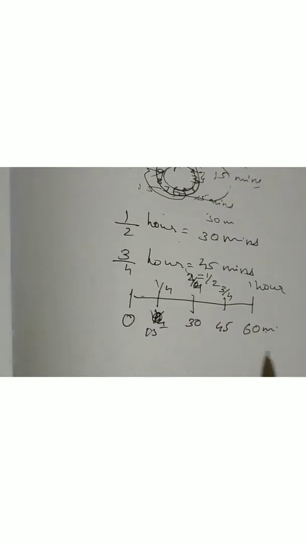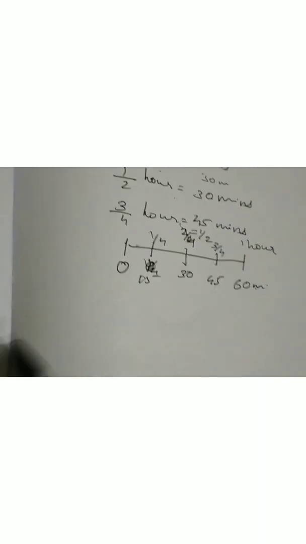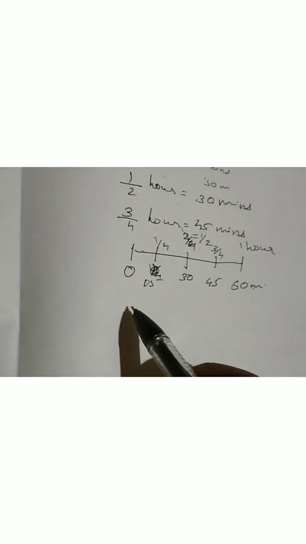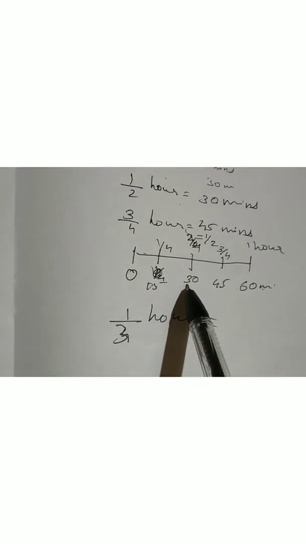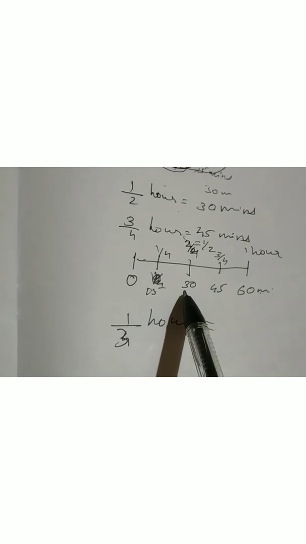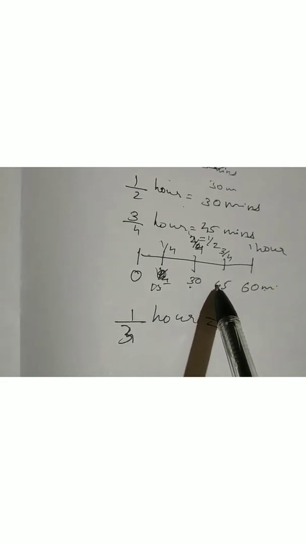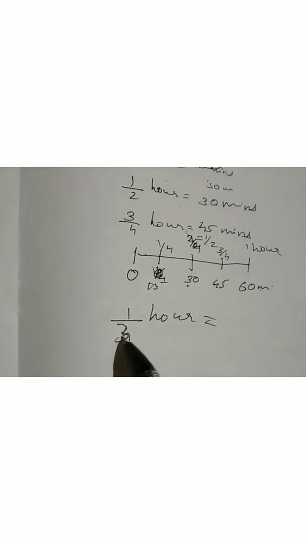Clear for you? Then now we can think about what will be the equivalent number of 1 on 3 hour. Here 1 on 4 hour is equal to 15 minutes. 2 on 4 hour will be 30 minutes. Then 3 on 4 hour will be 45 minutes. 1 hour will be 60 minutes. So for 1 on 3, here is 60.